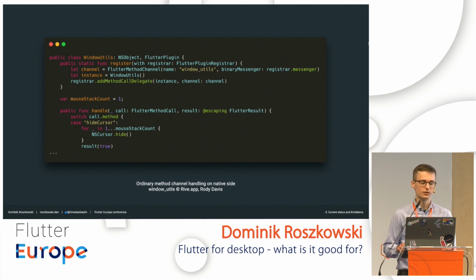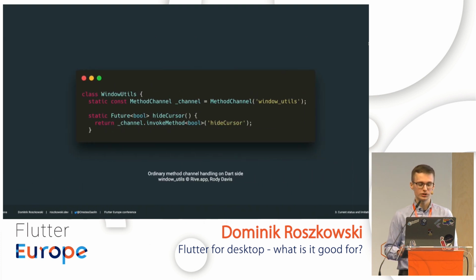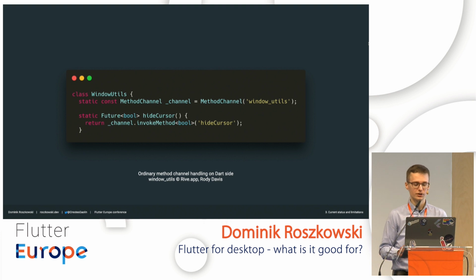And then you just have the function that handles all the calls from the Dart side. So for instance, I have a call hide cursor, and if I invoke this function, then my cursor will be hidden just by using native API on macOS. And on the Dart side, it's pretty simple. You just have the function called hide cursor, and you invoke this method on the channel, which is again called the same window utils. And Flutter will handle passing this message from Dart side to the native side for you.